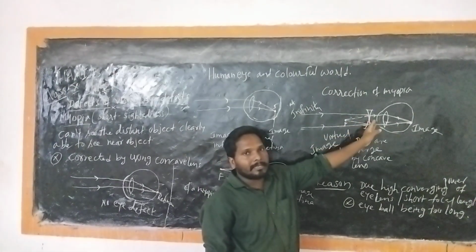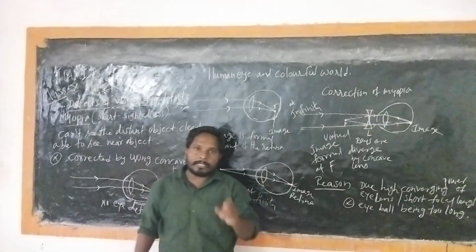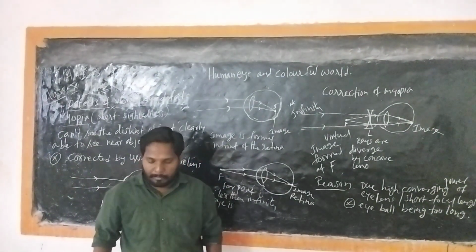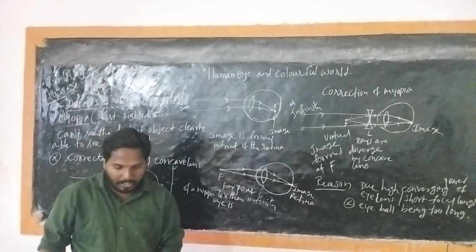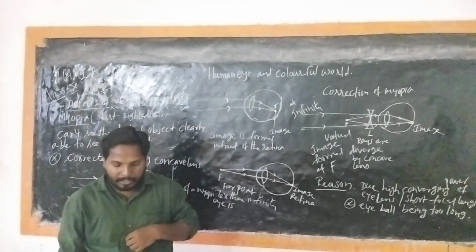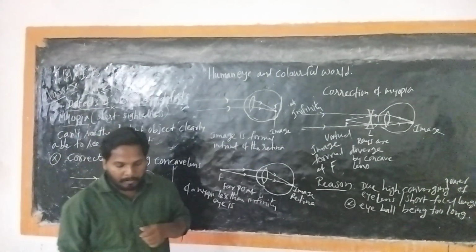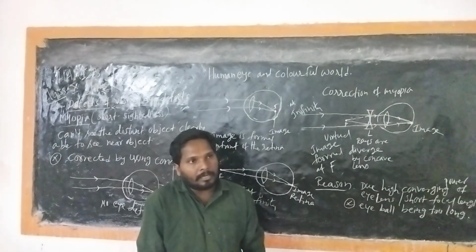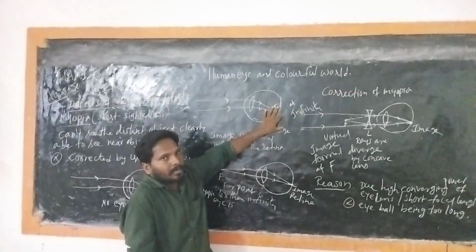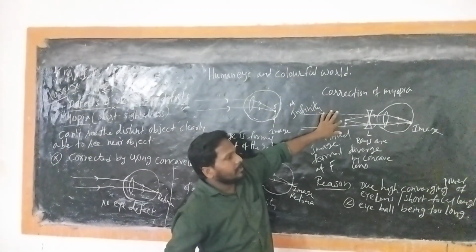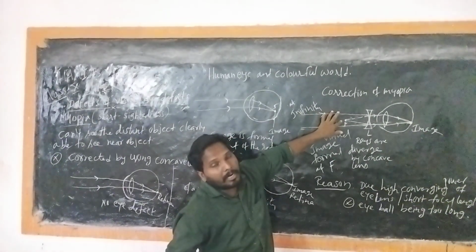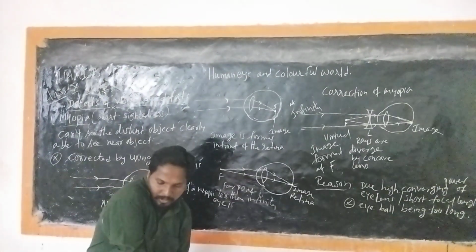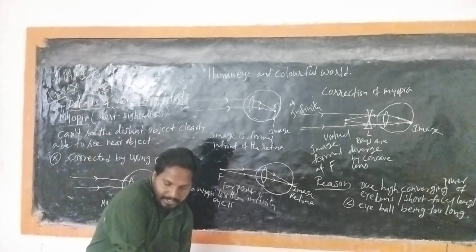So from there the light rays are incident and the image is formed exactly on the retina. So the concave lens used for correcting myopia should be of such focal length that it produces a virtual image of the distant object at the far point of the myopic eye. So here the object is at a far distance, and the virtual image of the object is formed at F. Here F is the far point of the eye.